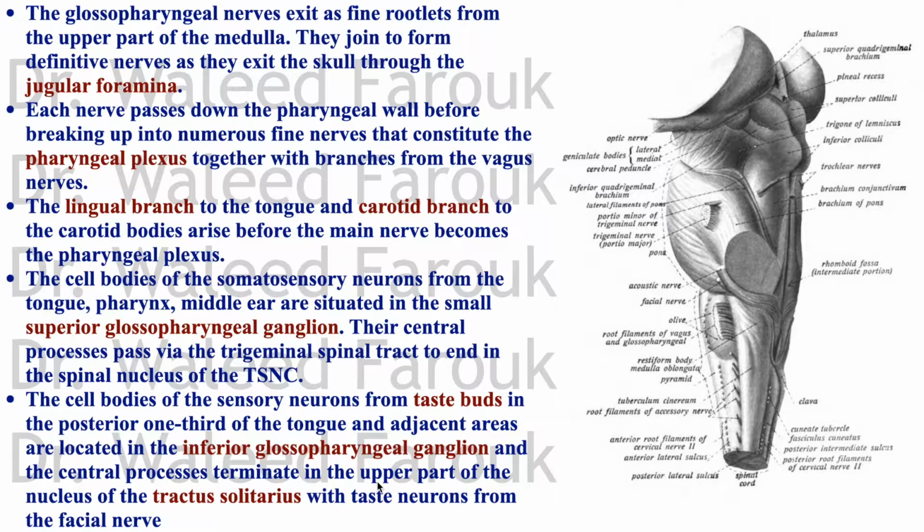The cell bodies of the sensory neurons from the taste buds in the posterior 1/3 of the tongue and adjacent areas are located in the inferior glossopharyngeal ganglion, and the central processes terminate in the upper part of the nucleus of the tractus solitarius, with taste neurons from the facial nerve.